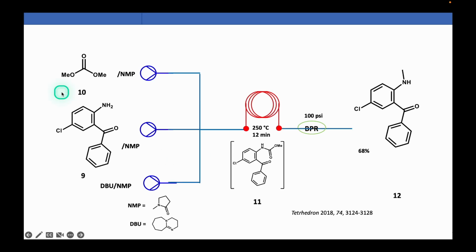Under flow chemistry conditions, the monomethylation of aniline 9 uses dimethyl carbonate, considered a green chemistry methylating agent, and DBU as a base. Under the reaction conditions, first, carbamate 11 is formed, which is then methylated in the presence of DBU, and finally decomposes to generate methylated aniline 12.